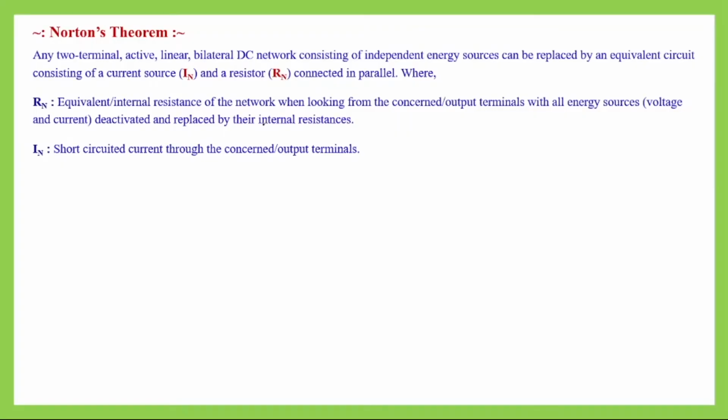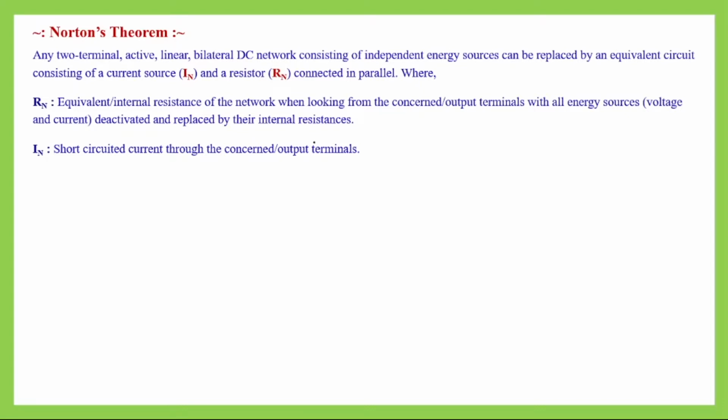Norton's theorem states that any two-terminal active linear bilateral DC network consisting of independent energy sources can be replaced by an equivalent circuit consisting of a current source and a resistor connected in parallel, where this current source is represented by I suffix N, where this N stands for Norton's. Now this IN is the short-circuited current through the concerned or output terminals after removal of the load resistor, or concerned resistor if there is any. And the resistor is represented by R suffix N, where this RN is the equivalent or internal resistance of the network when looking from the concerned or output terminals with all energy sources deactivated and replaced by their internal resistances.